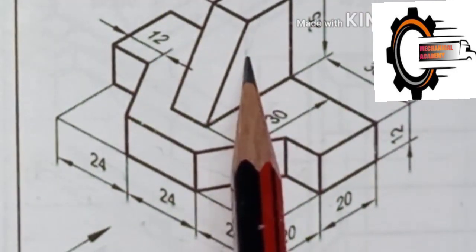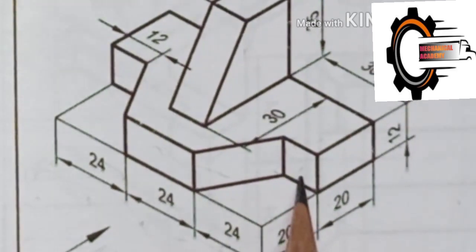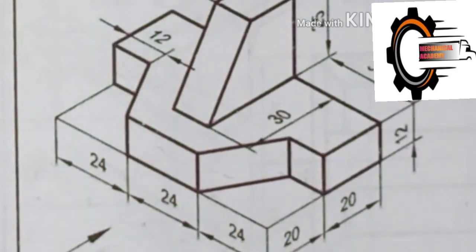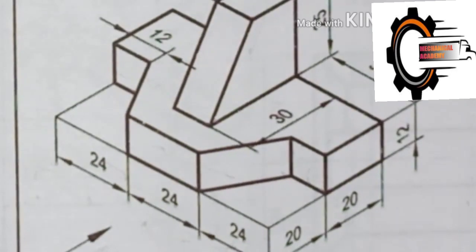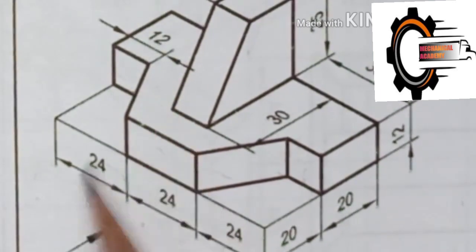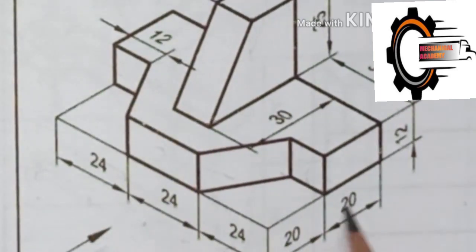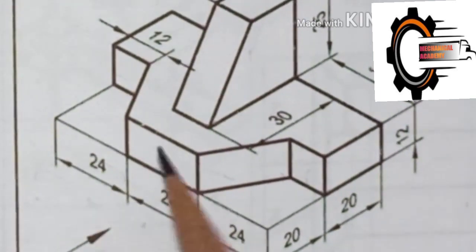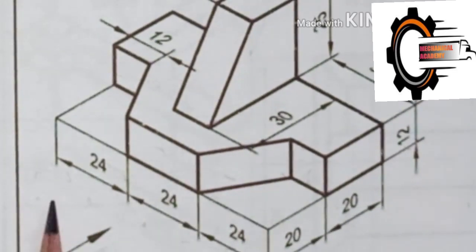This is our front view, and here is the top view. This is the right side view. Now we have to draw the orthographic projections. First of all we have to draw the front view. So first we have to count the values of the front view.